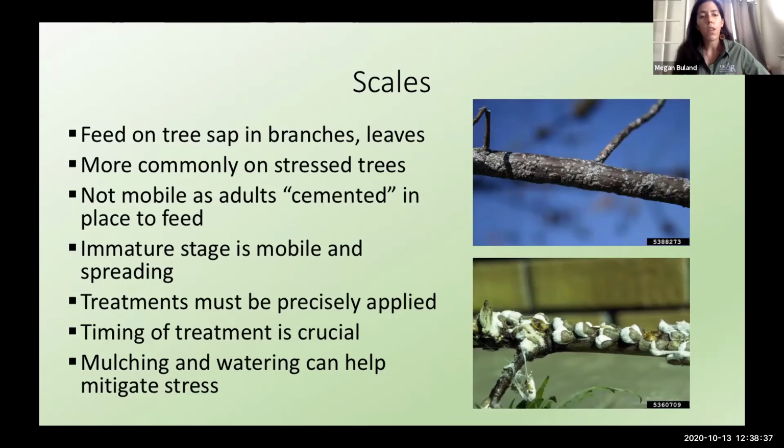And again, this is another one of those cases where you want to consult a professional, because treatments, if you do decide to treat, must be really precisely applied. The timing is crucial, and you really need to know what species of scale you're looking at and understand where it is in its life cycle in order for any treatment to be effective. But proper watering and proper mulching are really going to help reduce the impacts of any stress that might be brought on by scales on your landscape trees.